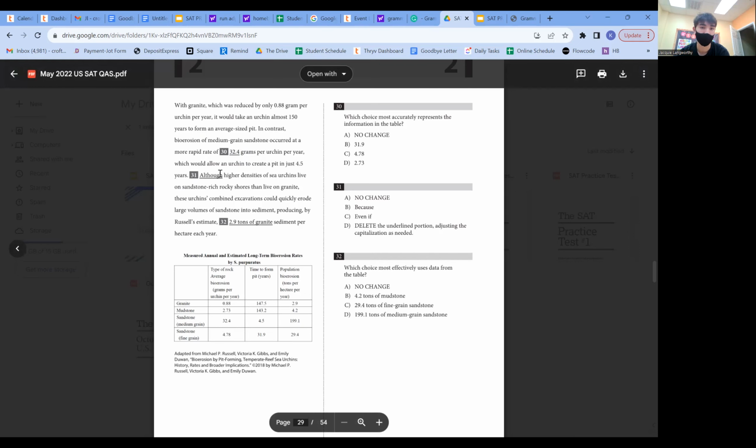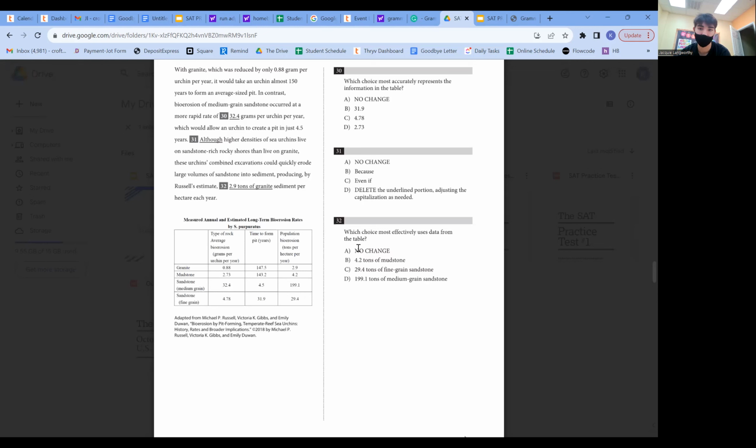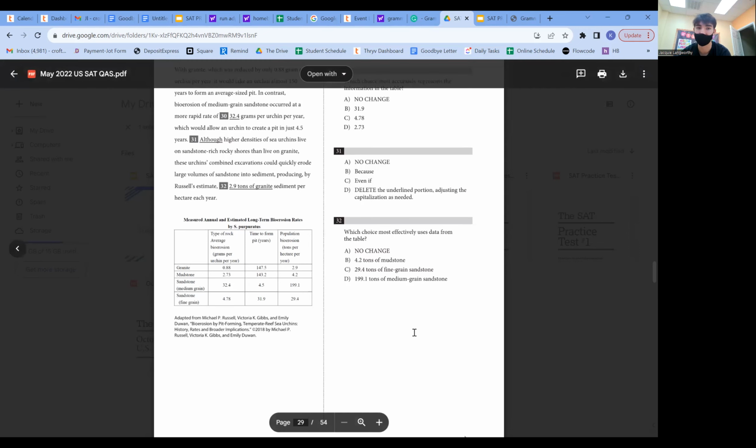In just 4.5 years, although higher density of sea urchin live on sandstone-rich rocky shores than live in granite, these urchins' combined excavations could quickly erode large volumes of sandstone into sediment, producing by Russell's estimate 2.9 tons of granite sediment per hectare per year. 31 is going to be because it's cause and effect. They live there, means they could erode a lot. And then 32 is going to be D, because 199.1 tons medium grain sandstone. That's a lot scarier than 2.9 tons of granite.